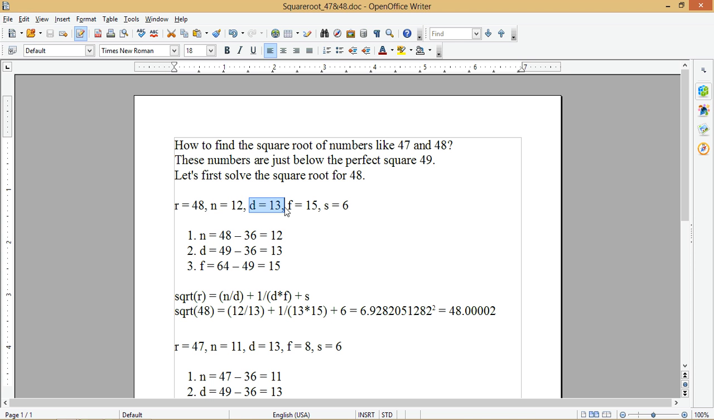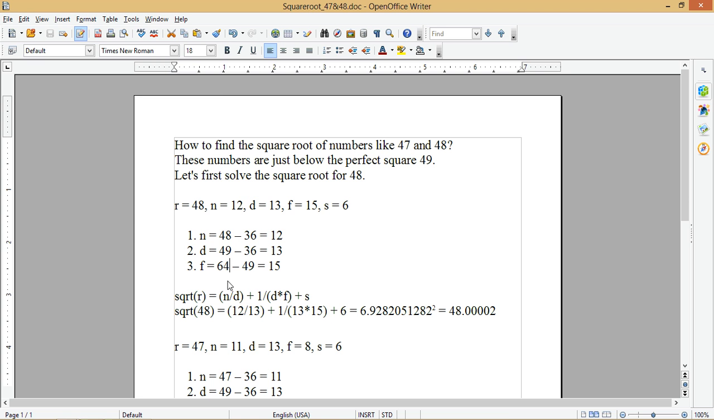Okay, let's look at D. How do we get 13? We simply take the perfect square above 48, which is 49, and we subtract the perfect square below it, 36. So D is equal to 13. Okay, so that's how we get D equal to 13 here.